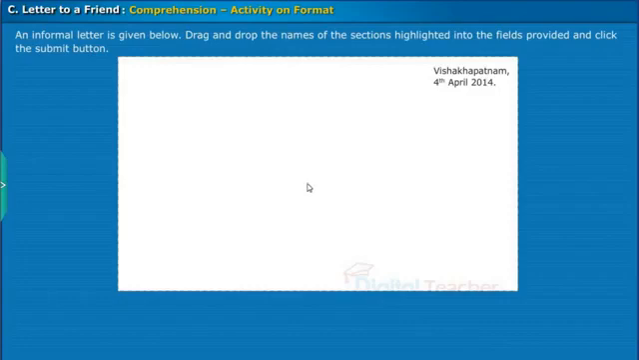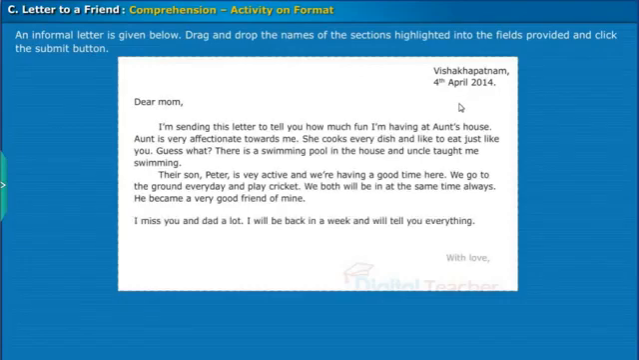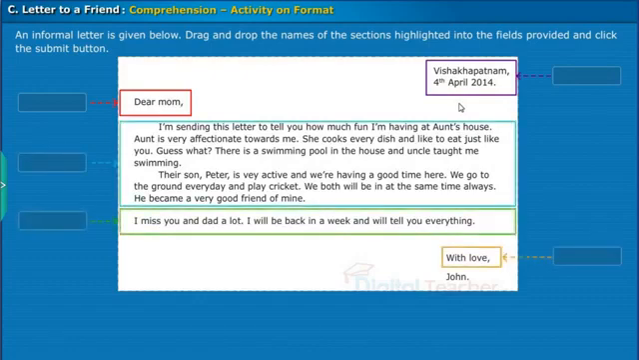Let us do an activity to check your understanding. An informal letter is given below. Drag the names of the sections highlighted and drop them in the fields provided.